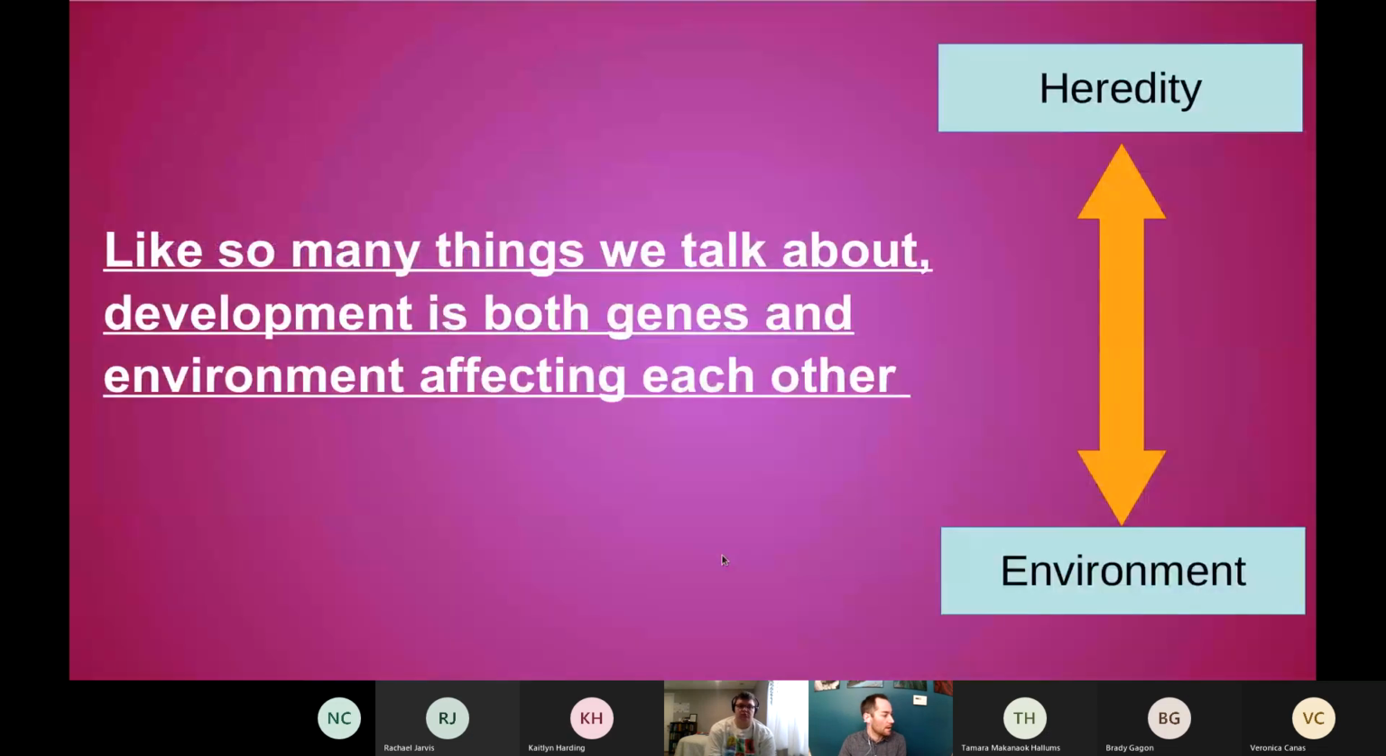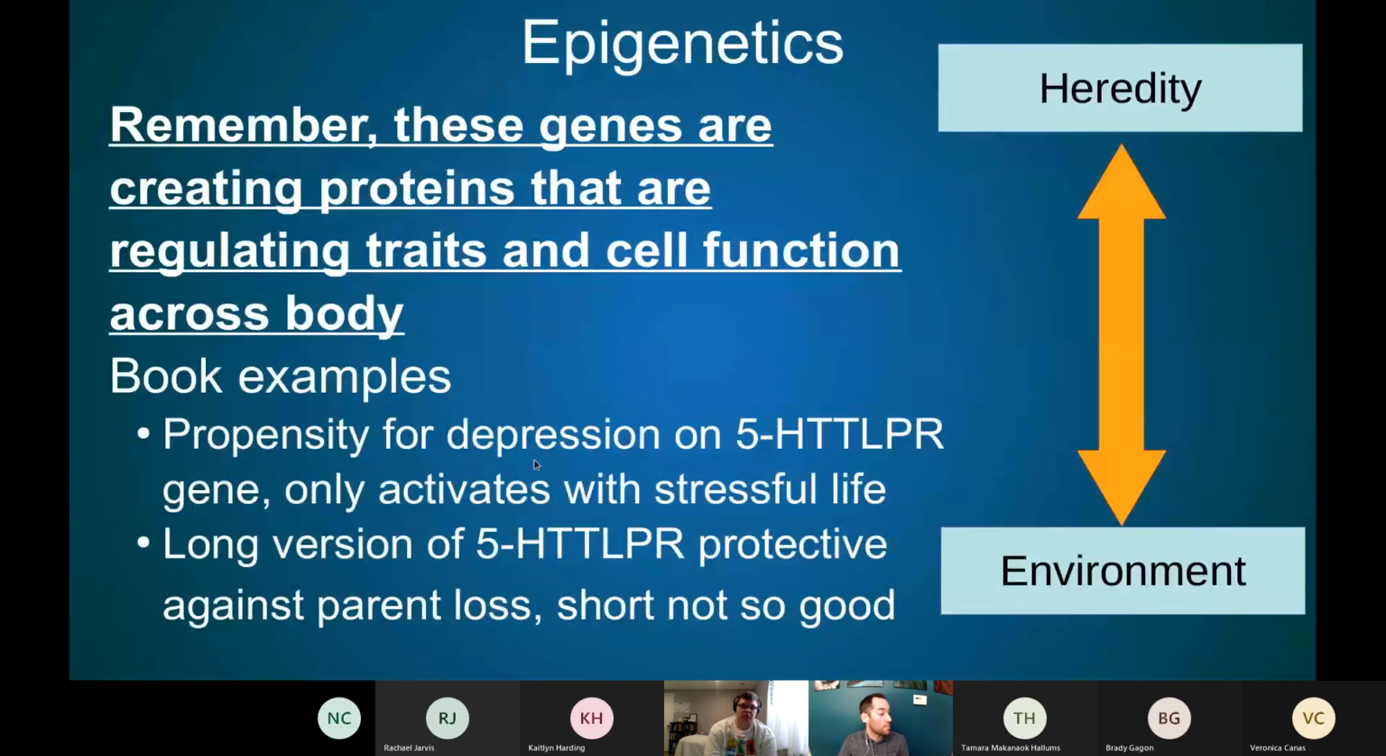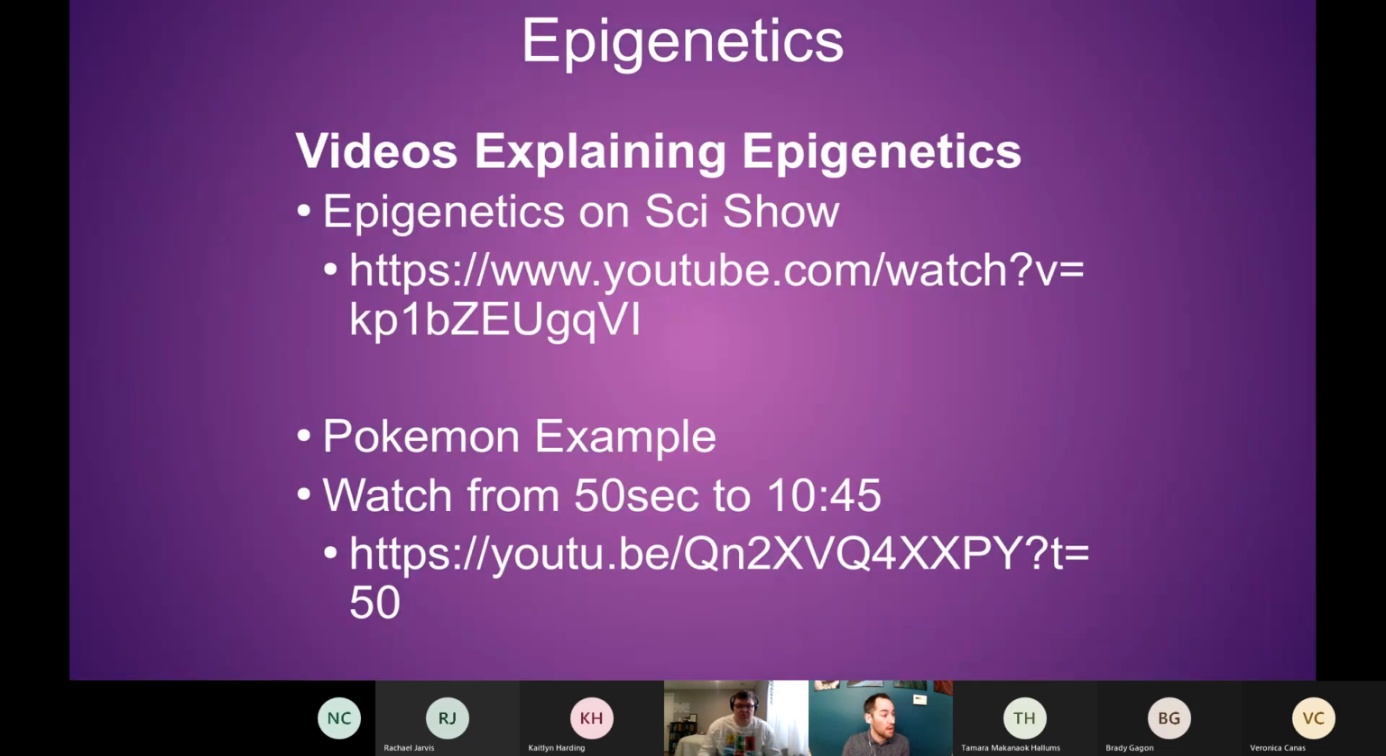Oh, that's forward, not back. Is the propensity for depression on this specific gene? It only activates when a person has a stressful life. So again, two clones or two twins might have that same gene, but if one of them has a stressful life versus one doesn't, the one with the stressful life would have that propensity for depression activated. So it can do a lot of different things.